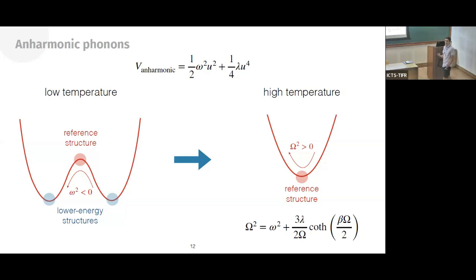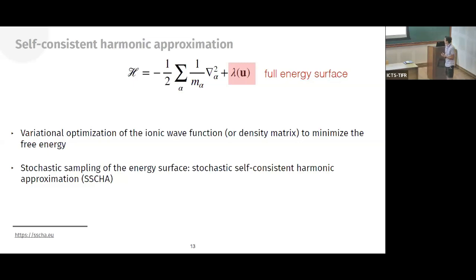In a real system, we'll have many, many degrees of freedom, and the potential may not look as simple as this. So that's what has been challenging to do in the context of first principles methods, but it has become possible in the past few years. There are a number of strategies to do that. They mostly rely on this self-consistent harmonic approximation, where you optimize the ionic wave function to minimize the free energy. The difference between the methods mostly boils down to how you sample this full energy surface, and the method we're going to use uses a stochastic implementation of the self-consistent harmonic approximation to sample that.